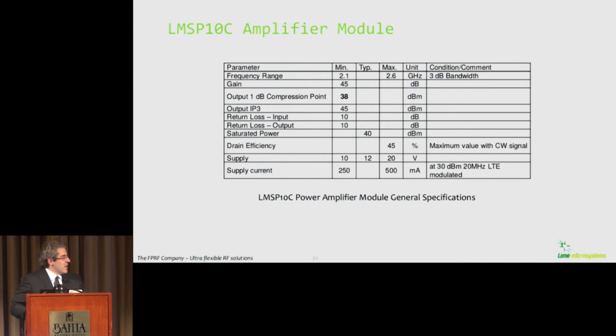These are the specifications of the developed amplifier module. Output 1 dB compression point is 38 dBm, and gain is 45 dB, and it consumes only 500 milliamps at 30 dBm, 20 megahertz LTE modulated power. Voltage supply is 12 volts.